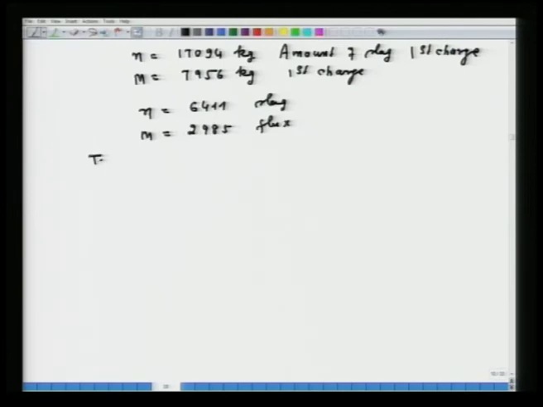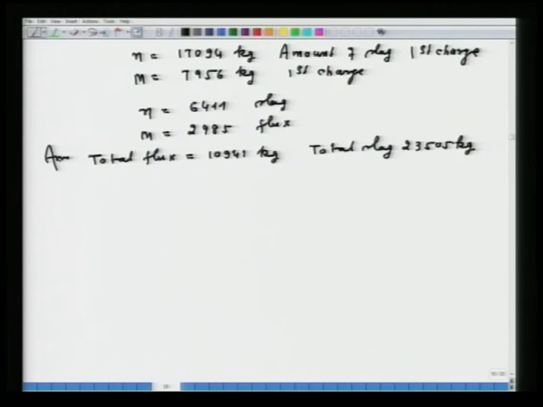So, the total flux will be the addition of both, that is 10941 kg, and the total slag will be 23505 kg. So, that is the answer for that particular part. This is in fact part A. Now, in part B, even in part A, you have to find out the weight of blister copper.